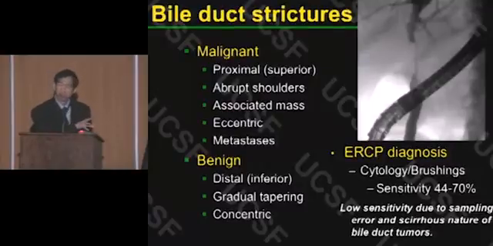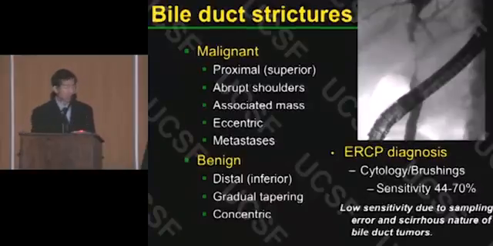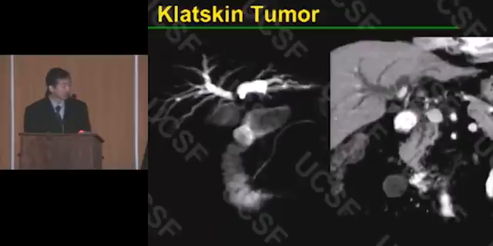So a lot is based on our interpretation. If it looks like a malignant stricture, we say it looks like a malignant stricture, even if the biopsies and brushings were negative, because we want continuous surveillance. We really want the tumor to declare itself as benign, rather than us miss a potentially lethal cancer. So if it looks malignant, abrupt shoulders, eccentric location, then we will continue to follow these patients.